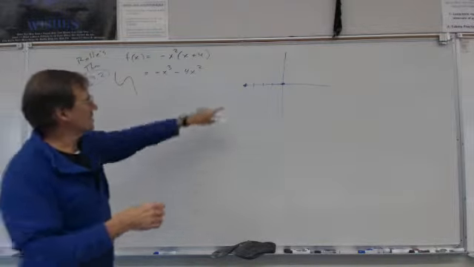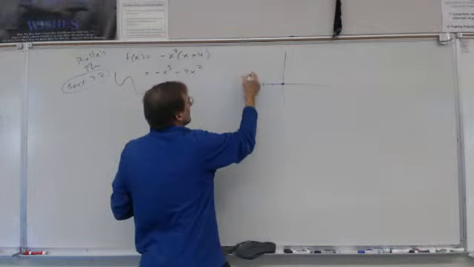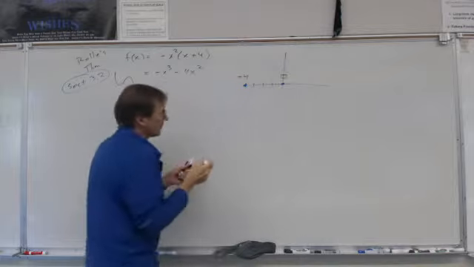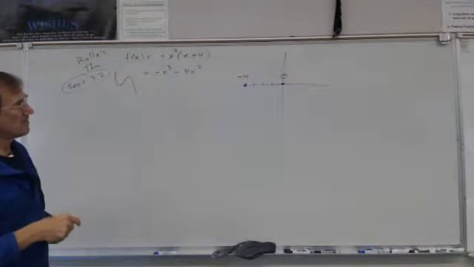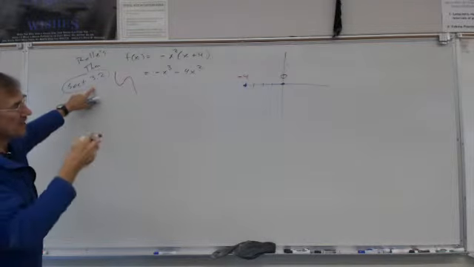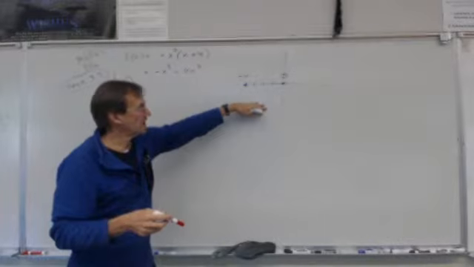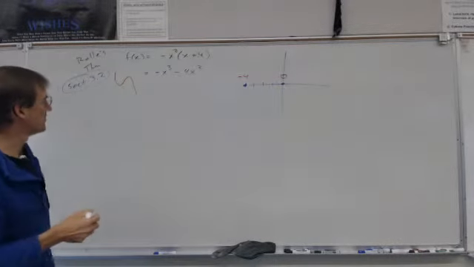So right here, the slope in the interval -4 to 0 is going to be 0. So we should be able to find, by Rolle's theorem, a point between -4 and 0 where the slope of the function will also equal 0. So that's what Rolle's theorem says.